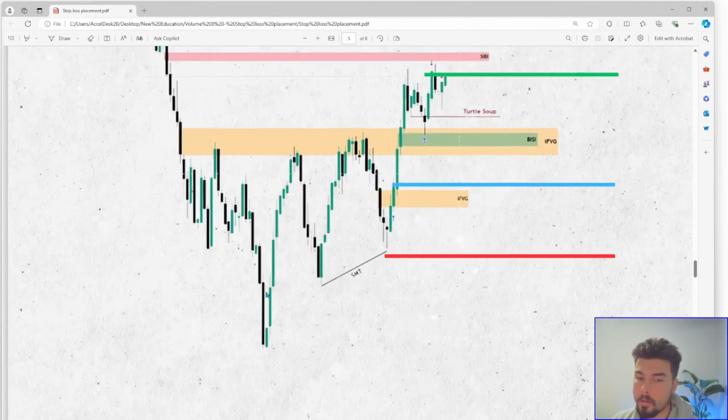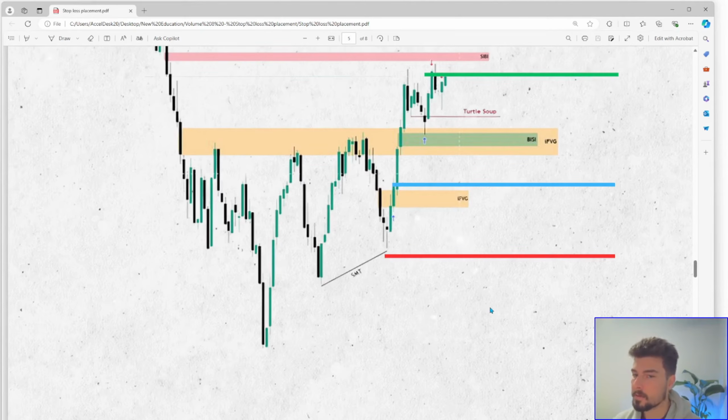So we form this low, we come up, we have a shift in structure, we come back down into OTE of this range here. Great. We just placed a high, we come back down into OTE of this range here. There's SMT, there's lows. In other words, the NASDAQ is making higher lows and ES is making lower lows. That supports my idea that price might want to go higher.